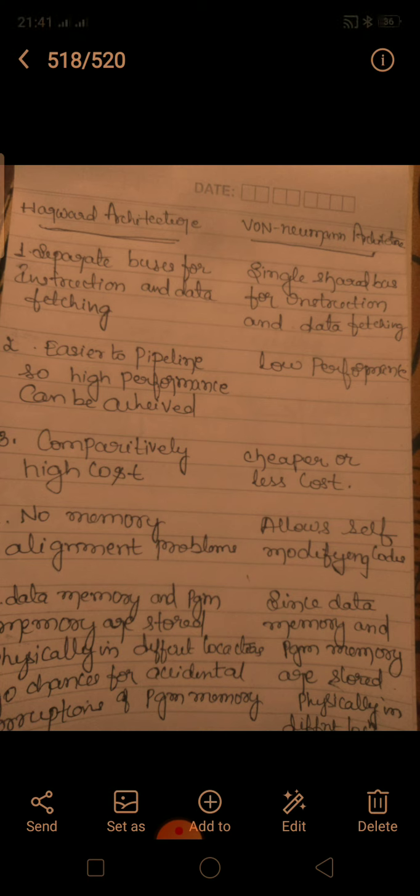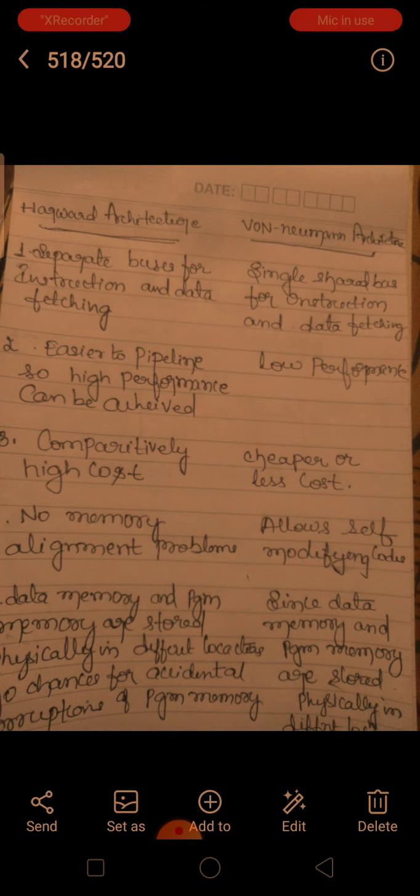It allows self modifying code under von Neumann architecture. And the last difference is that data memory and program memory are stored physically in different locations. Data memory and program memory are stored physically in different locations, so there are no chances of corruption of program memory, whereas in von Neumann architecture, data memory and program memory are stored physically in the same chip. So chances for accidental corruption of the program may take place.